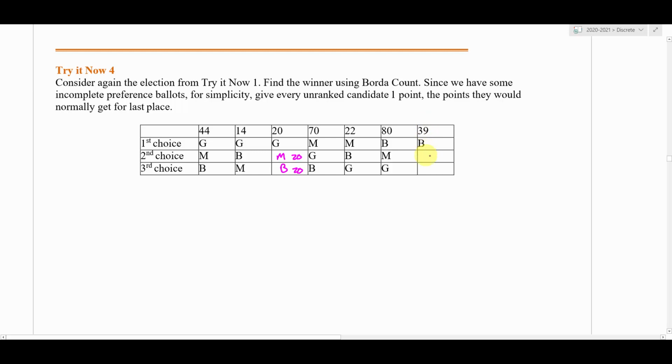So G and M were not ranked in this one. So they would get 1 point for each vote. So they're going to get 39 apiece. All right, so those are automatic. So I'm going to fill those in before I go any further.